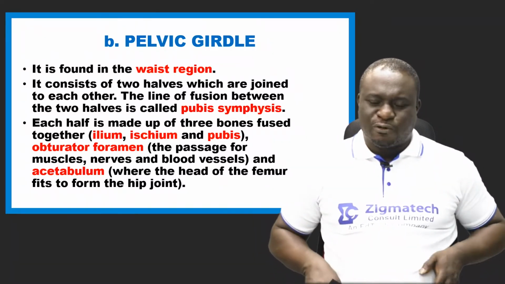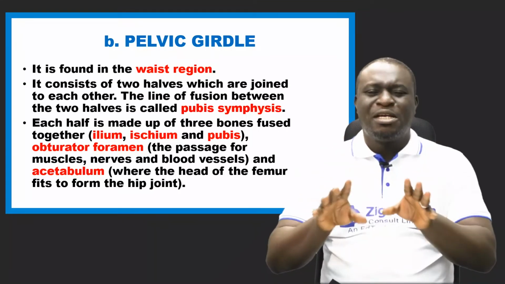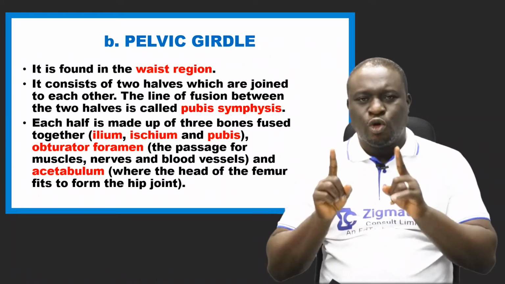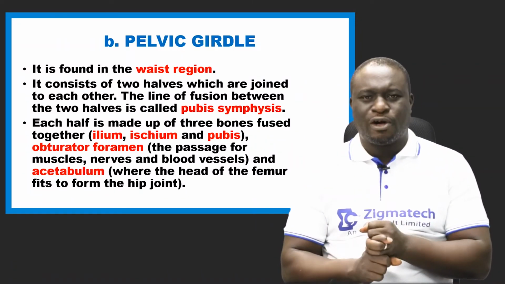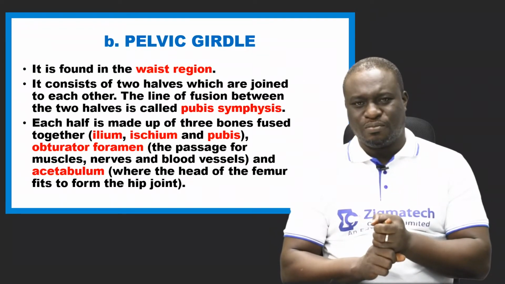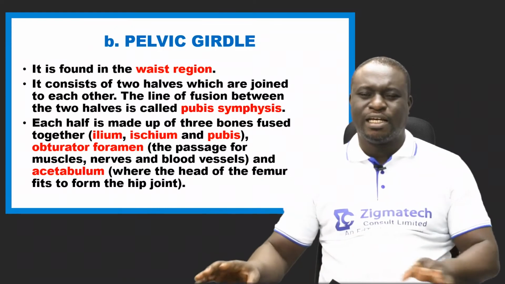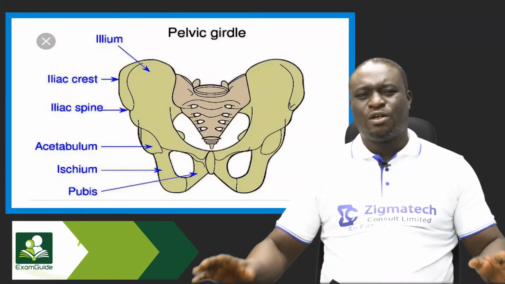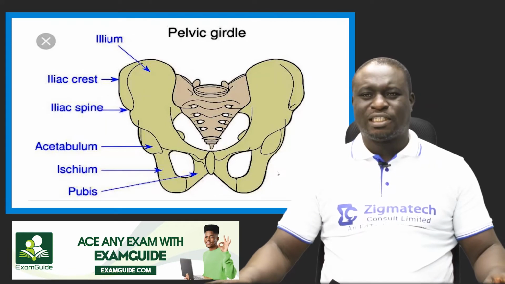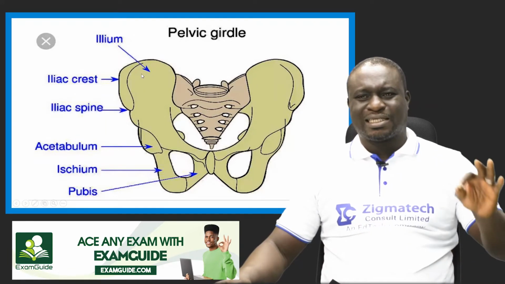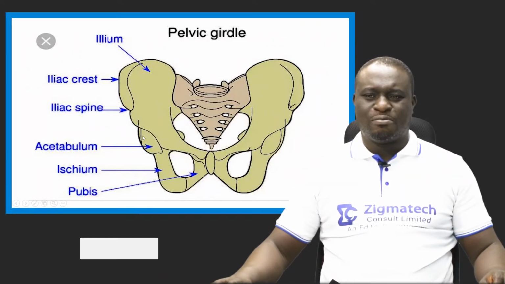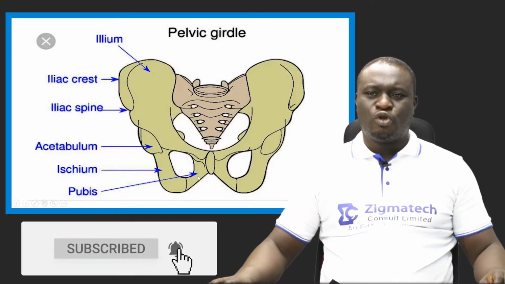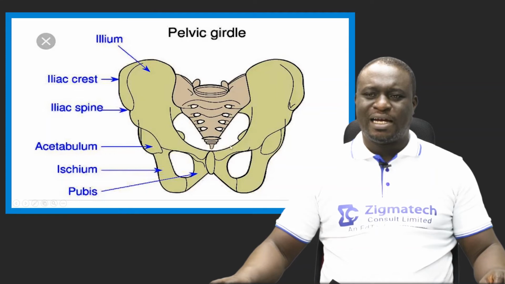So like I said, in each half of a pelvic girdle, you have 3 bones: ilium, ischium, and pubis. We have the obturator foramen, and then we have the acetabulum. So these are the things you find in each half of the pelvic girdle. Now take a look at the structure we have there. You can see the pelvic girdle, you can see the ilium at the top. You can see the acetabulum as a depression. You will have the ischium, the pubis, and this hollow you find there is what we call the obturator foramen.